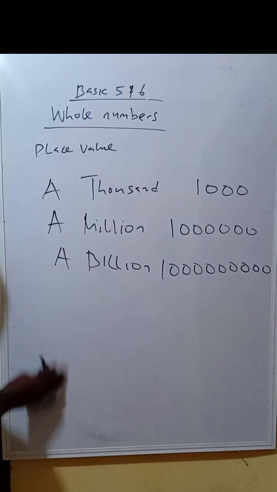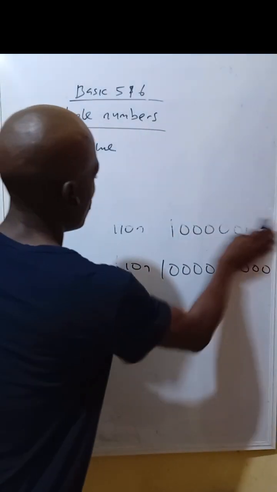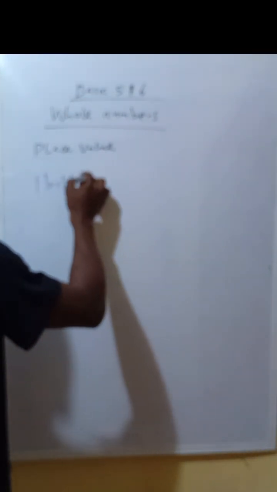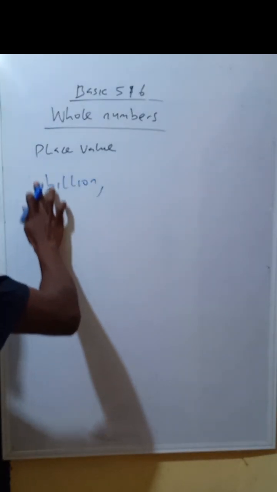So now, let me write a number in words. 1 billion. Okay, let me write total in words.